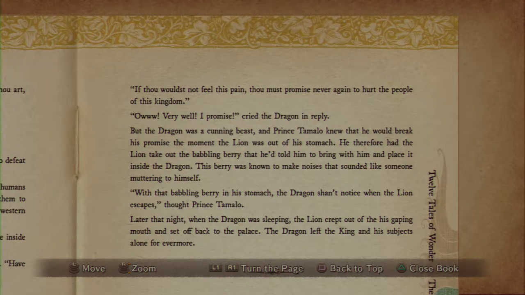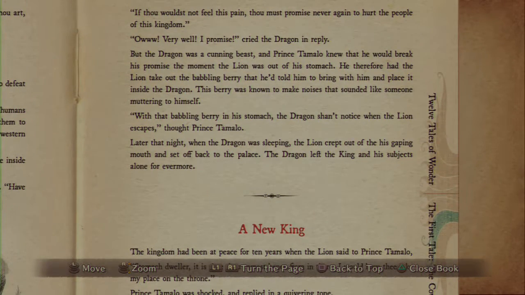But the dragon was a cunning beast, and Prince Tamalo knew that he would break his promise the moment the lion was out of his stomach. Therefore, he had the lion take out a babbling berry that he told him to bring with him and place inside the dragon. This berry was known to make noises that sounded like someone muttering to himself. "With the babbling berry in his stomach, the dragon shan't notice when the lion escapes," thought Prince Tamalo. Later that night, when the dragon was sleeping, the lion crept out of his gaping mouth and set off back to the palace. The dragon left the king and his subjects alone evermore.